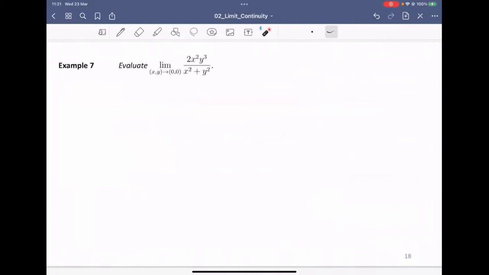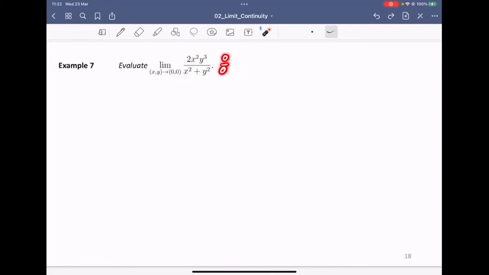All right, so example 7. I want you to evaluate the limit as x, y go to 0, 0 of 2x squared y cubed over x squared plus y squared. Let's take a step back first and keep in mind that every time you see a limit question, first of all, you plug in, right? If I plug in 0, 0, it's all zeros, and that means 0 over 0. So plugging in does not work.